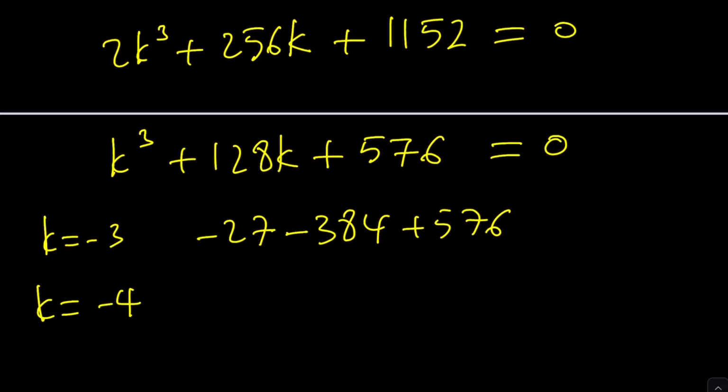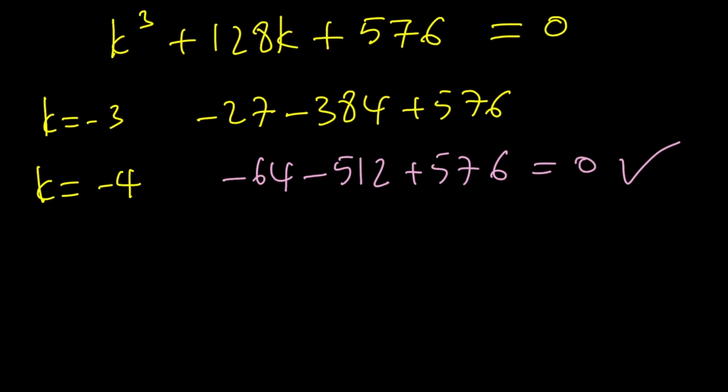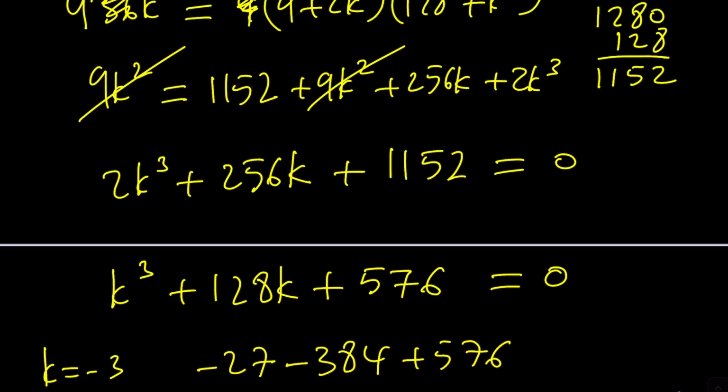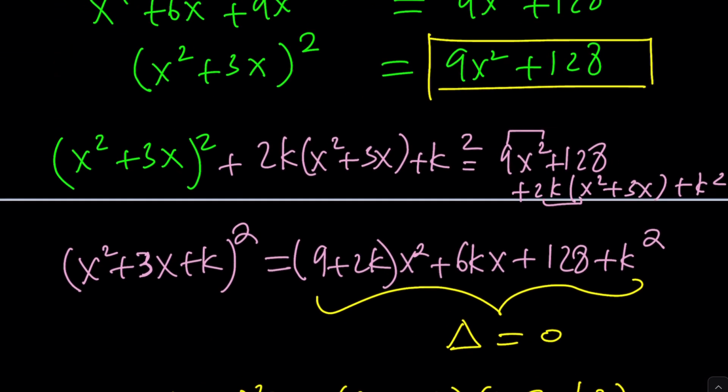So let's go ahead and find the right value. We did not try k equals -4. Let's plug it in. -4 cubed is going to be -64. -4 times this is just going to be -512 plus 576. And yes, Houston, we have a solution. So k equals -4 works. And now we can plug it back in.